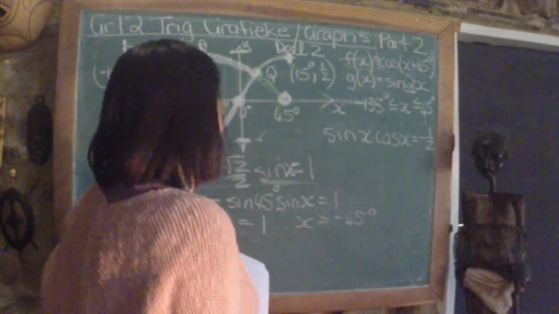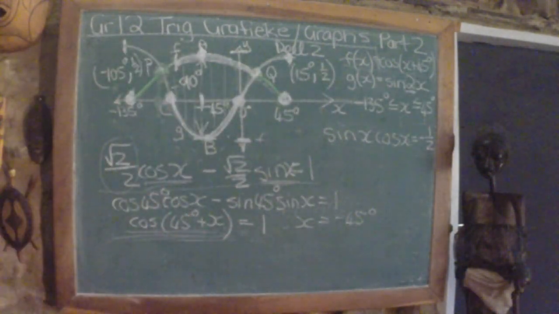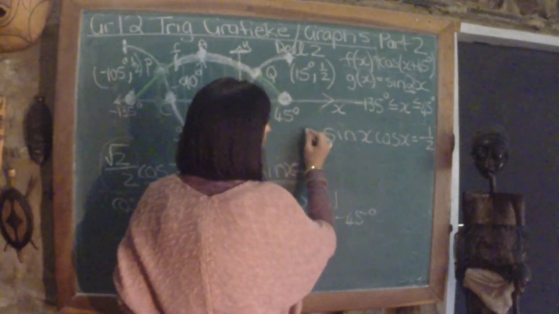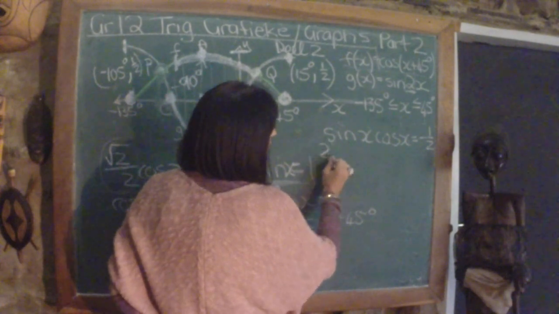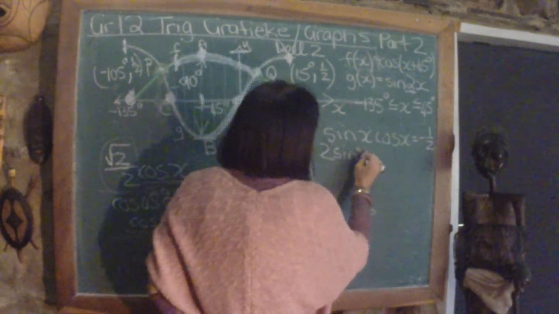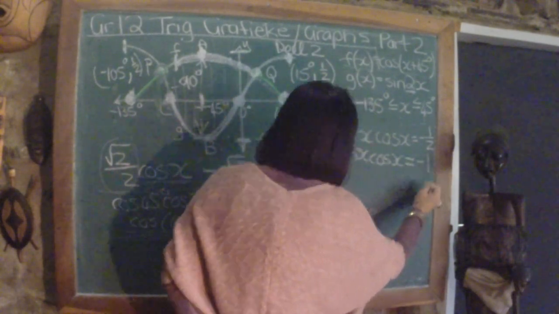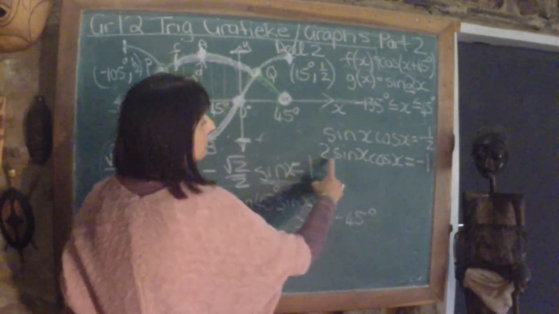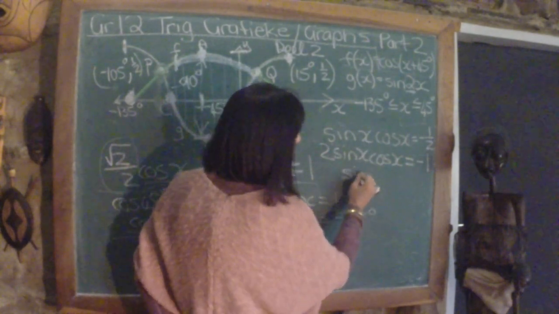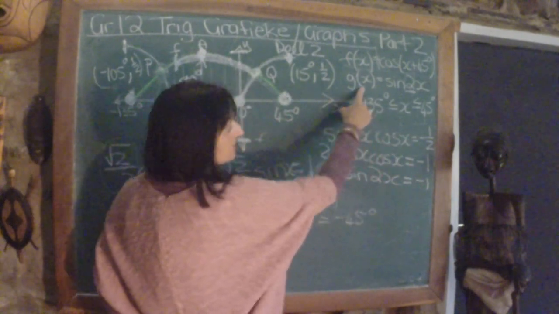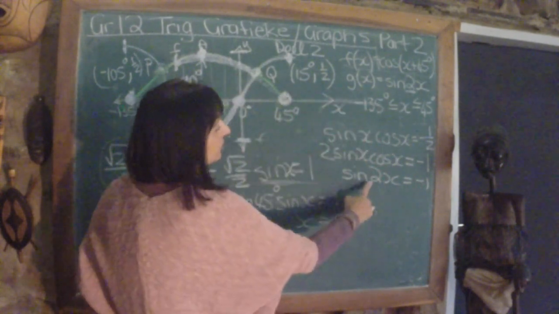This looks very, very like my double angle sin formula. So kom ons gaan maal aan albei kante met 2. En as ek dit doen, dan kry ek 2 sin x cos x is gelyk aan minus 1. Dis my dubbelhoek formule, so I can work it backwards to the sin of 2x equals minus 1. En dit is gx, sin van 2x.